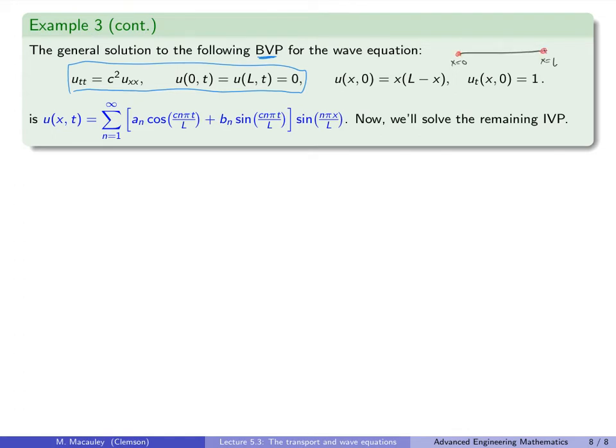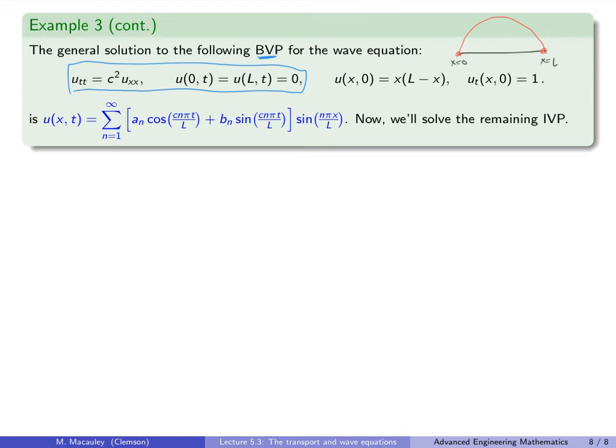And that is this infinite sum of a_n cosine of cn pi t over L plus b_n sine of cn pi t over L, times sine of n pi x over L. Now we'll solve the remaining initial value problem. If we specify the initial wave, which is this parabola right here, that will tell us some information about the a_n's and the b_n's. In fact, as we'll see, that'll tell us what the a_n's are.